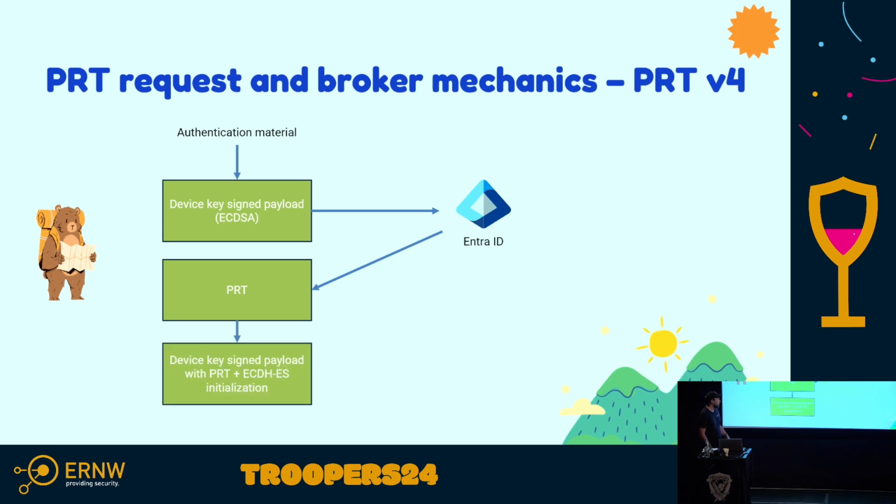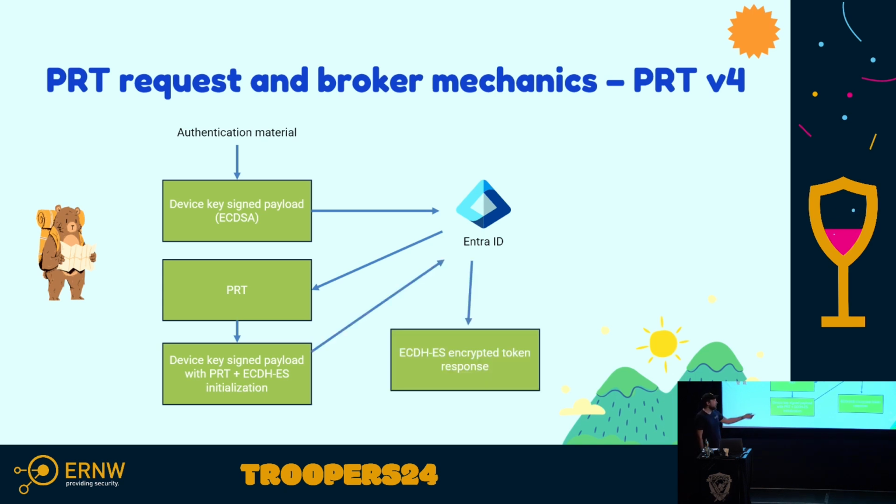So how does it do that? Basically, whenever we try to use the PRT, we sign the payload. In this case, we don't sign the payload with the session key, but we use the device certificate again to sign this payload. And then it's going to request ECDH-ES, which is basically doing elliptic curve Diffie-Hellman with ephemeral static keys, if I say that correctly. We'll look at the actual implementation later. But what it's essentially doing is a Diffie-Hellman key exchange, and every time it tries to use the PRT, it's going to negotiate a temporary session key that is only valid for this specific response.